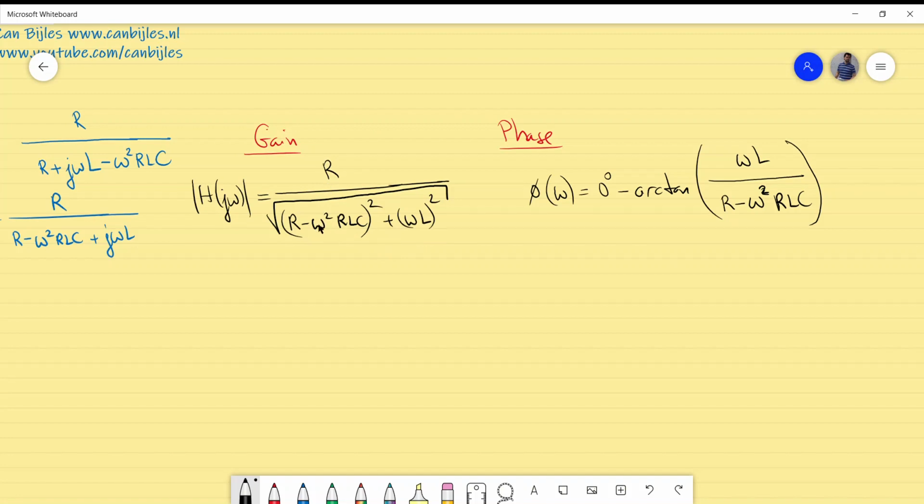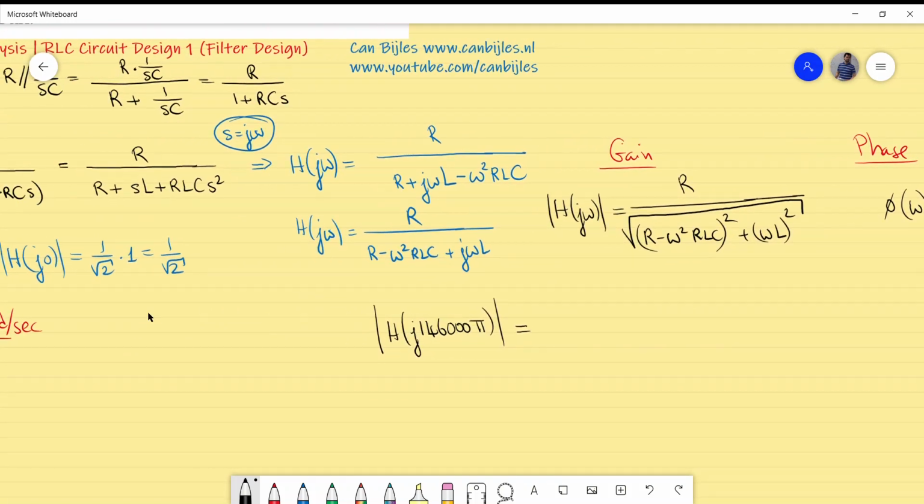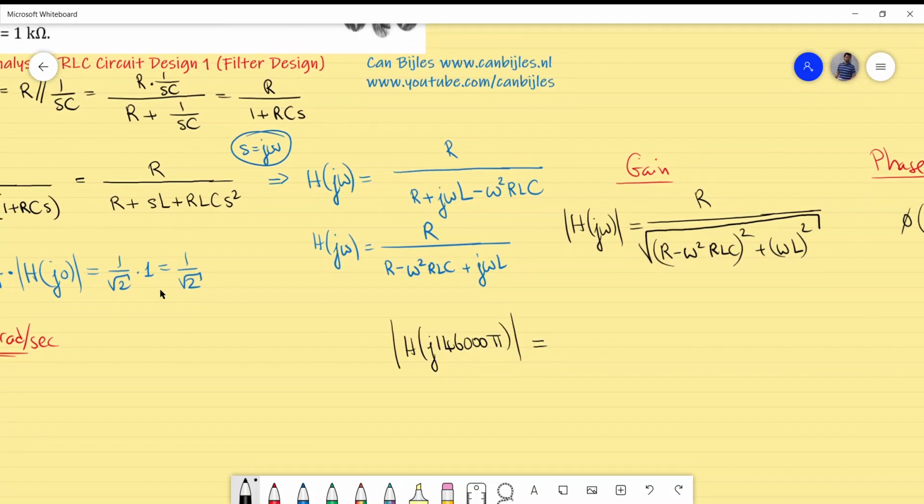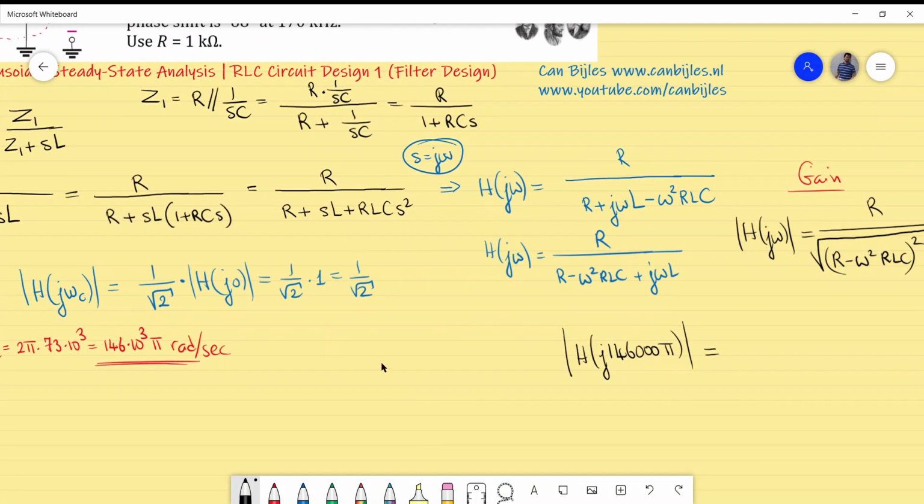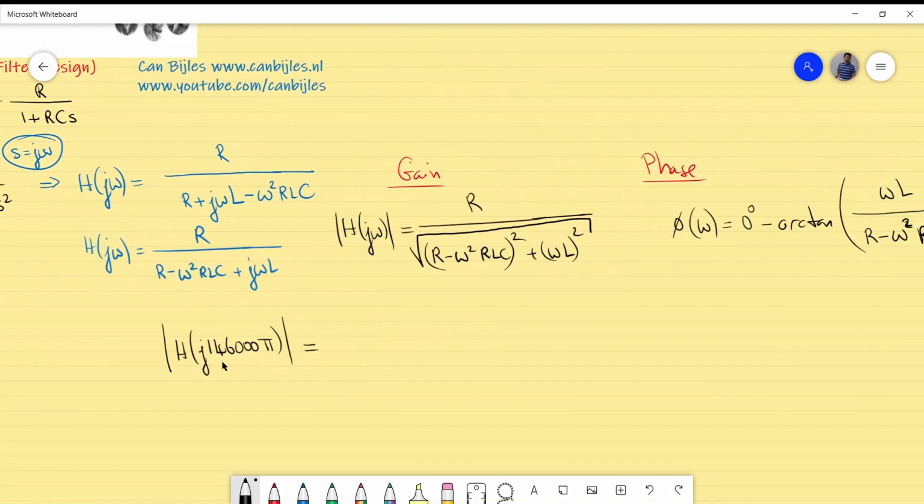So let's first start with the cutoff frequency. If I now write down the following, it will be J 146,000 pi, an absolute value of that. I will use this expression, substitute for R 1000, omega will be this, and I will set this equal to 1 over square root of 2, which is shown here. This is the expression again, because it is the cutoff frequency.